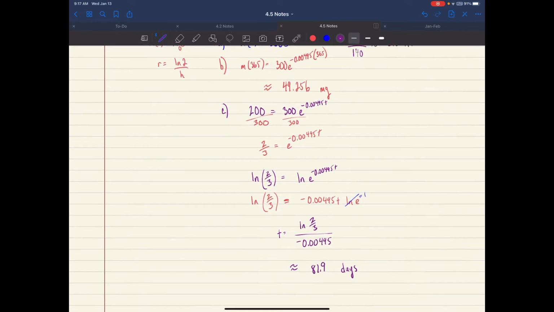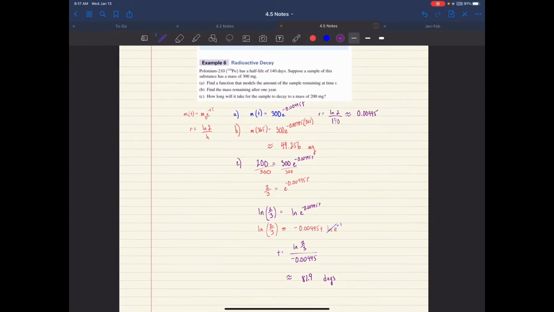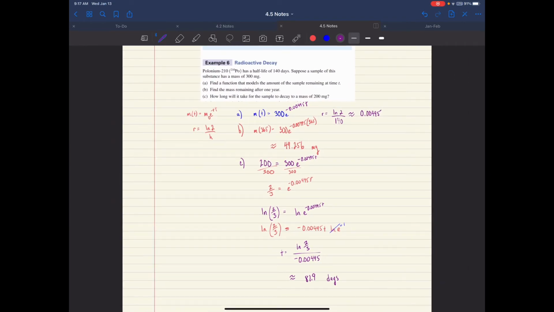So just keep in mind that with decay functions, when we're using radioactive decay, the larger the number that you plug in, the answer should be less than your initial.